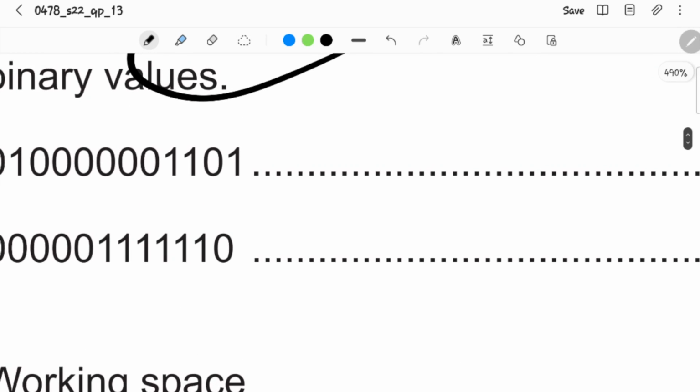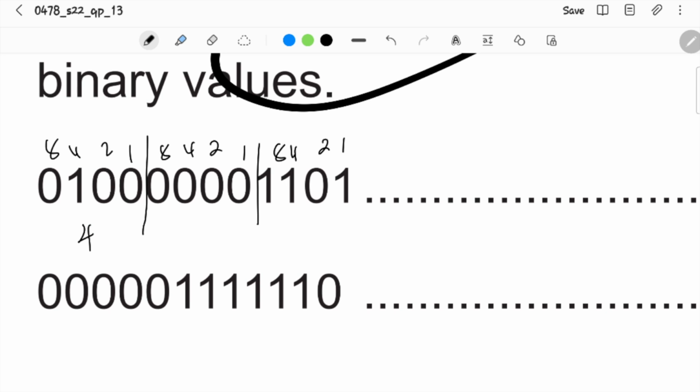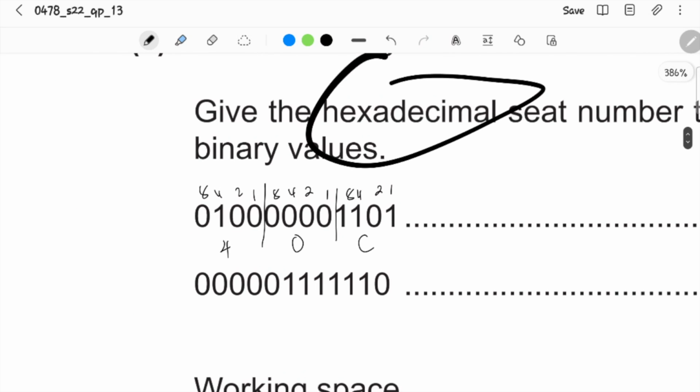So you divide into 4-bit parts. Divide into 4 parts. Above each value you write 1, 2, 4, 8, 1, 2, 4, 8. I have not divided this correctly. Let's see, like that. Yeah, 1 2 4 8, 1 2 4 8, and then you just write the value down. So here will be 4, here will be 0, here will be 12. 12 is C, so the answer here is 4 0 C.